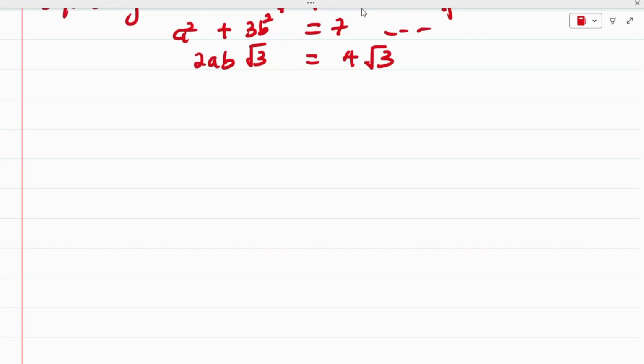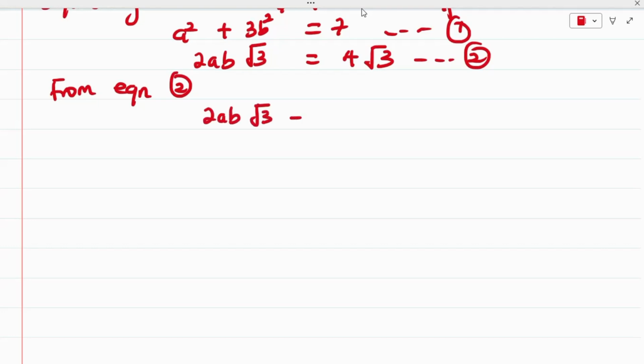So we call this equation 1 and we call this equation 2. We are going to say from equation 2 we have 2ab root 3 is equal to 4 root 3. So divide both sides by 2 root 3.